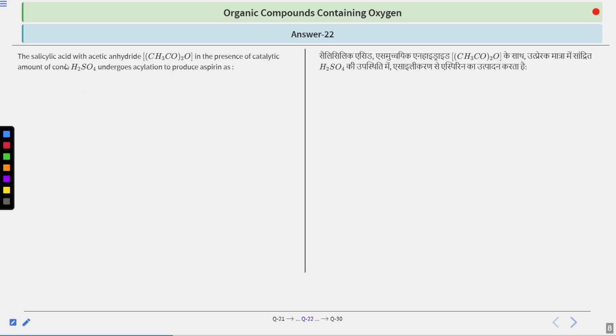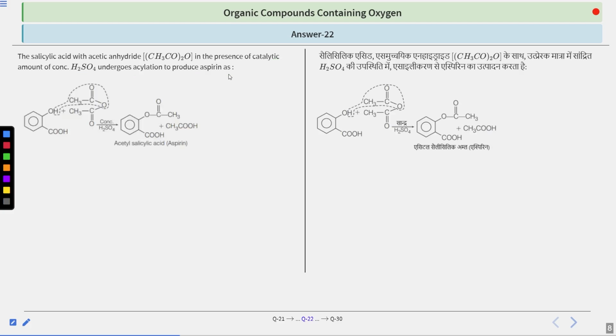The salicylic acid with acetic anhydride (CH3CO)2O in the presence of a catalytic amount of concentrated H2SO4 undergoes acylation to produce aspirin. This salicylic acid you get after reacting phenol with CO2 and NaOH, and then you are reacting it with acetic anhydride (CH3CO)2O. Now what will happen?